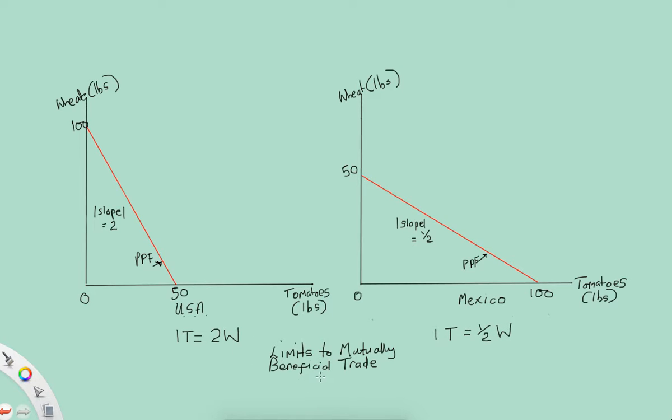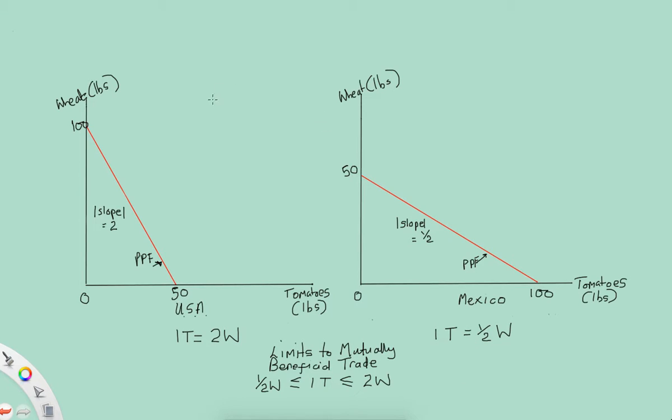So this is defined as the limits to mutually beneficial trade. I'm expressing them in terms of tomatoes, but you could easily do this in terms of wheat. That wouldn't be a problem. But the price of tomatoes has to be somewhere between 1/2 a wheat and 2 wheat, or one of these countries would object. So as I said, we don't know about demand conditions. We can't say exactly what the price is, but we can say what it can't be. It can't be smaller than 1/2 a wheat, and it can't be larger than 2 wheat. And we refer to this as the limits to mutually beneficial trade.